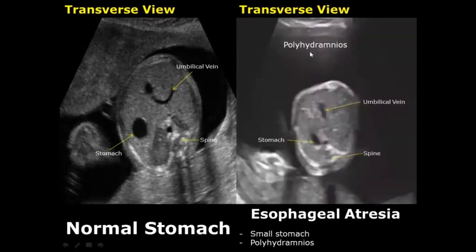In this image, we see polyhydramnios. There is a large accumulation of amniotic fluid due to improper swallowing. The stomach here is appearing small. This is due to gastric secretions. These are the stomach's own secretions. That is why it is appearing small. This setting can occur in esophageal atresia.